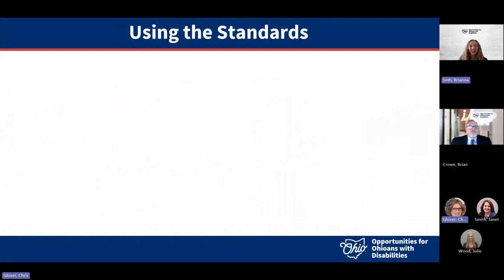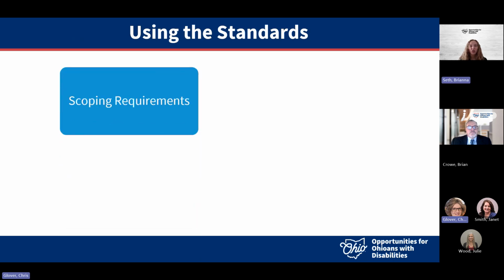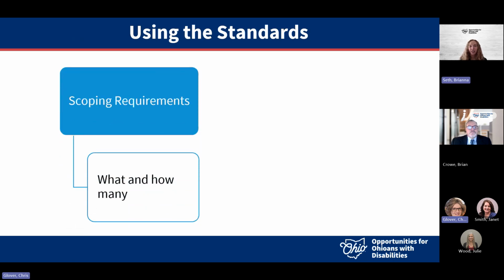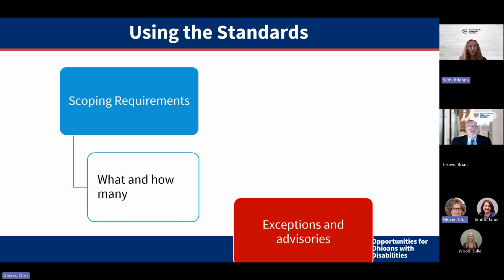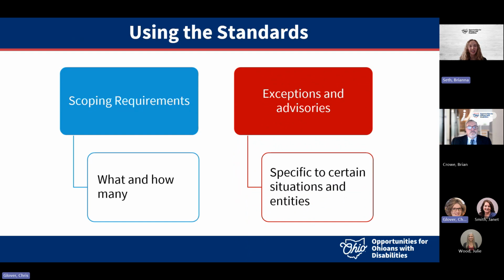You're right, Brian. The standards, as the head coach, provide solutions for identified barriers. These scoping requirements will tell you what you need and how many are needed. It also contains information on exceptions and advisories specific to certain situations and entities. This is an example of why it's important to reference the standards along with the checklist.